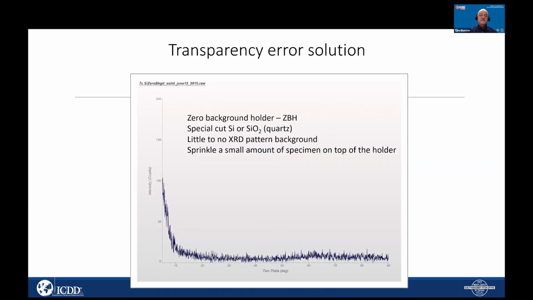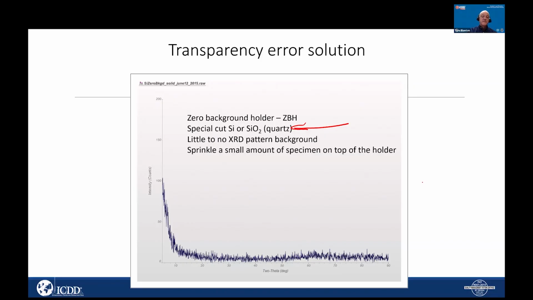Here's a diffraction pattern of something we call a zero background holder. The zero background is a special cut on either single crystal silicon or quartz. The silicon is typically cut on the 510 lattice plane. So that's a forbidden reflection for silicon, and so you don't see a diffraction peak. For quartz, it's typically about 9 degrees off of the 001 axis. And again, if it's cut properly, you don't get diffraction peaks. You get very little background, and you would sprinkle a little bit of sample on top of your holder.